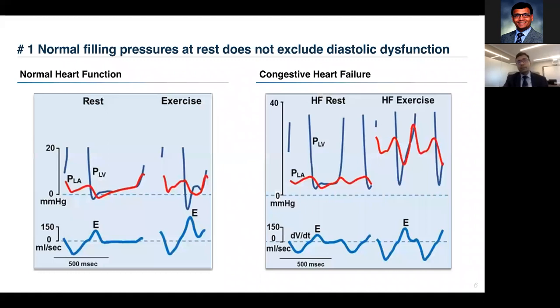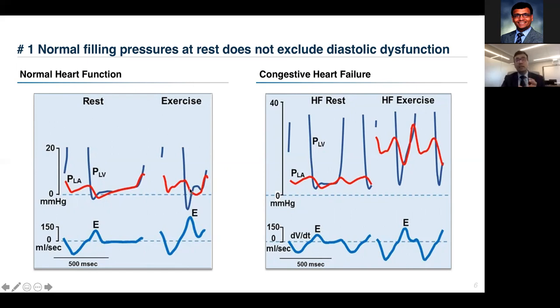It is important to recognize that normal filling pressure at rest does not exclude diastolic dysfunction. You can have a patient who has a normal filling pressure at rest. However, whenever you perform a stress test or an exercise, the filling pressure increases. Normally, in a healthy individual, as you exercise, the restoring forces, the suction, the uncoiling, untwisting becomes more vigorous. And this allows for rapid transport and transit of transmitral flow without causing an elevated filling pressure.